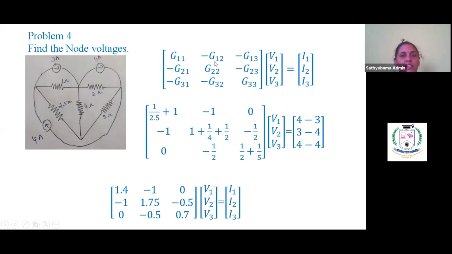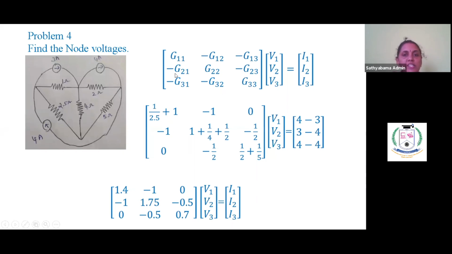Okay. And next is G12. G12 is going to be the common conductance between node 1 and node 2. So this is the 1 ohm resistance connected between node 1 and node 2, so it is minus 1. Okay. Next G13. G13 is the conductance between node 1 and 3. Between node 1 and 3, there is no conductance connected, so you take it as 0.